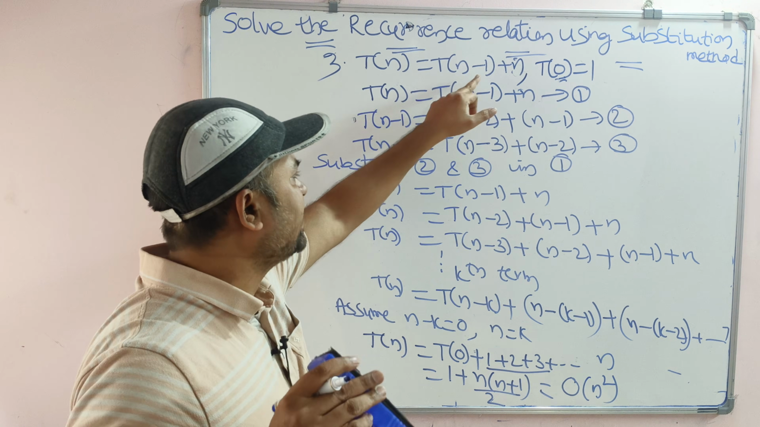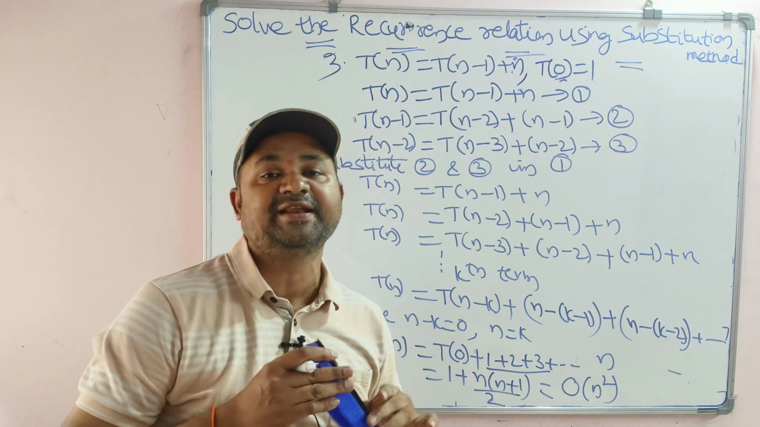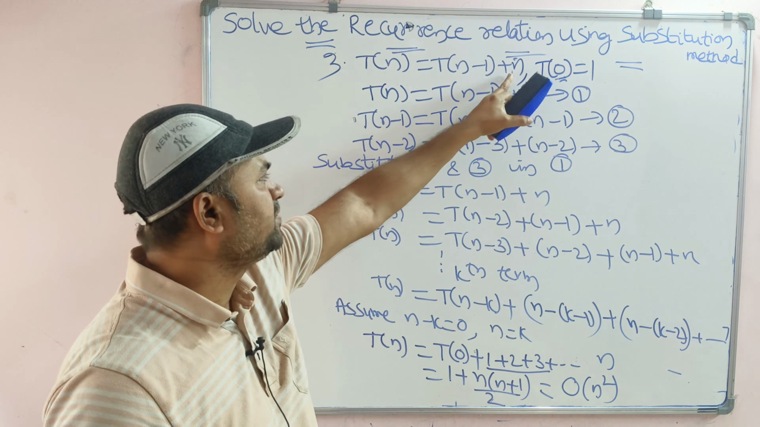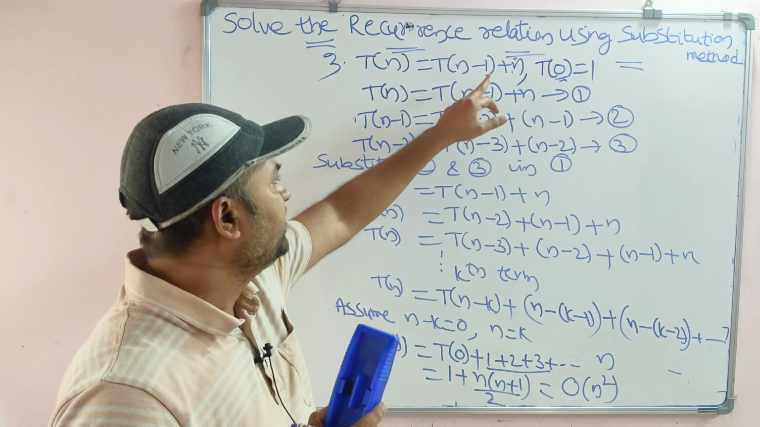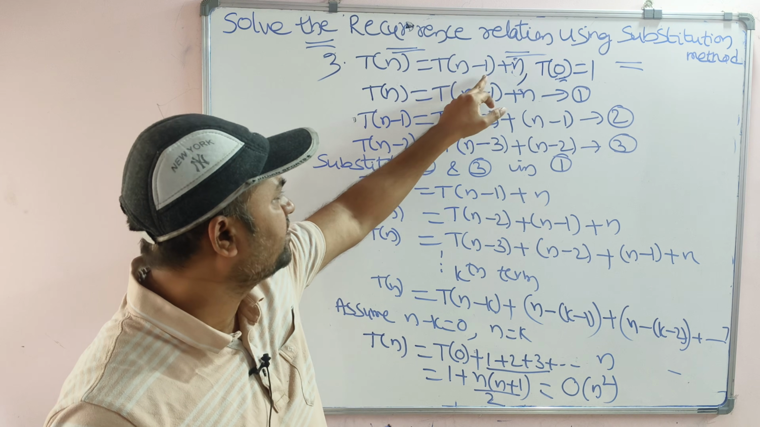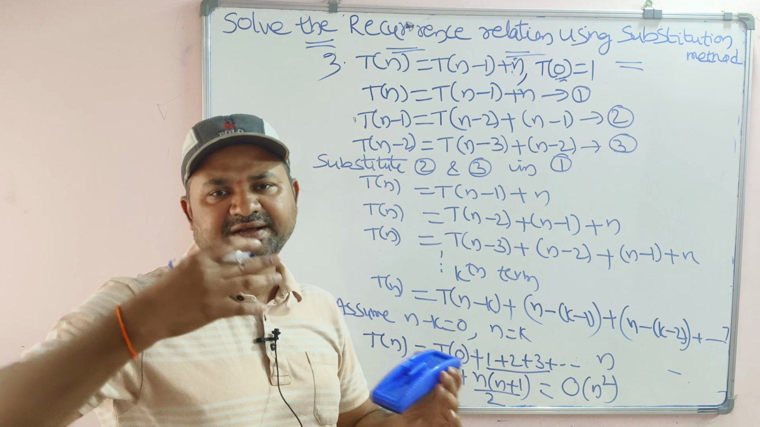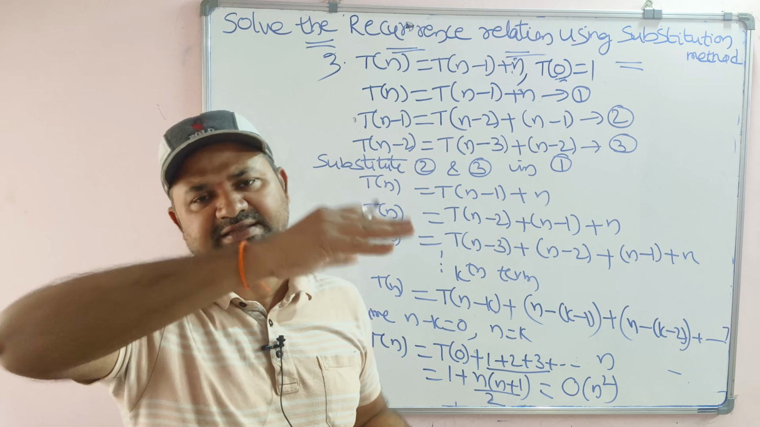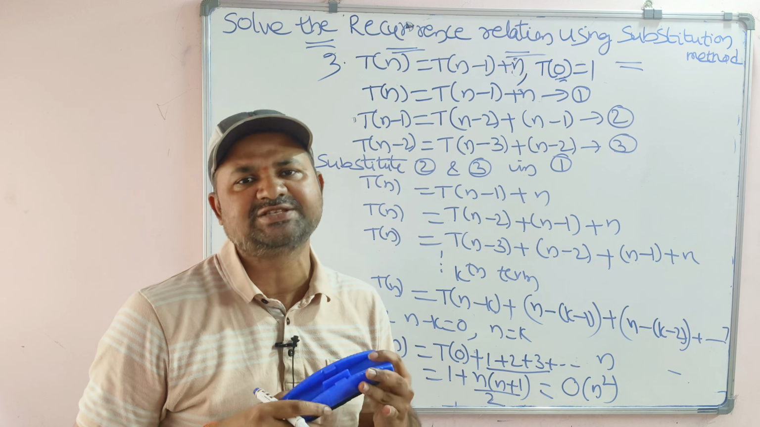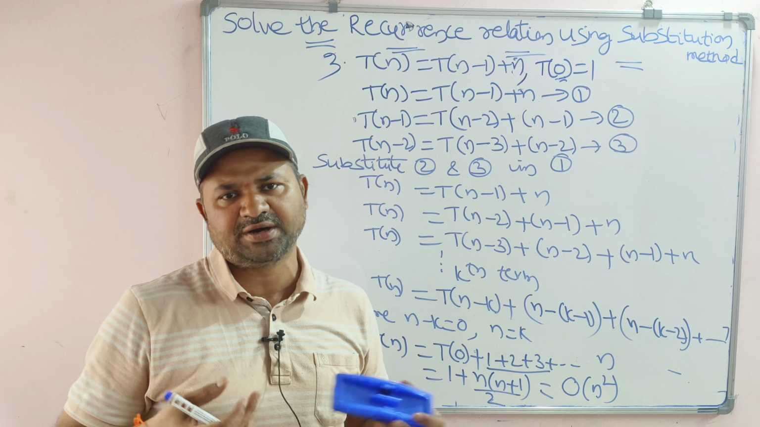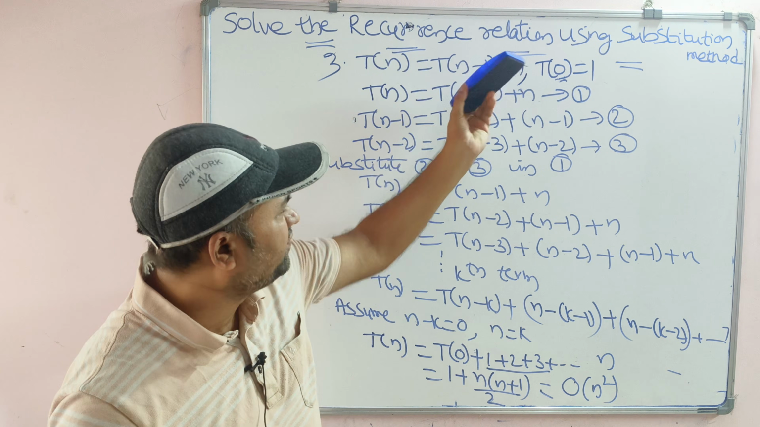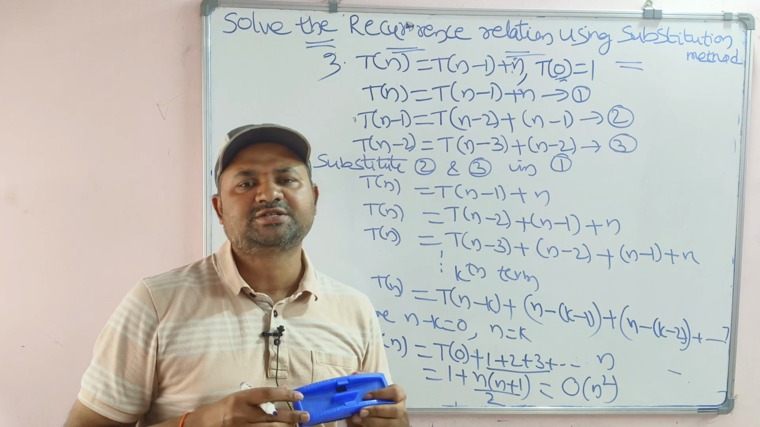So if the series is like this, t of n equal to t of n minus 1 plus n, then the time complexity is order of n square. Whereas if you have series like this, t of n minus 1 plus 1, t of n minus 1 plus 2, then the time complexity is order of n. In the upcoming videos, we will see some more examples on how to solve different recurrence relations using the substitution method.